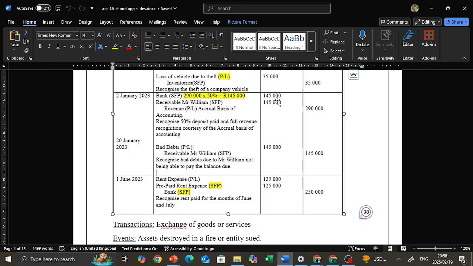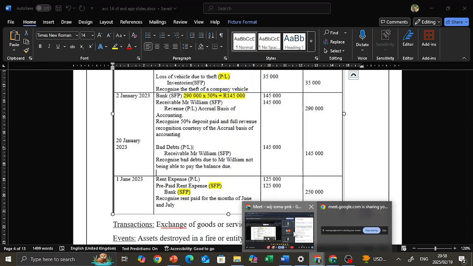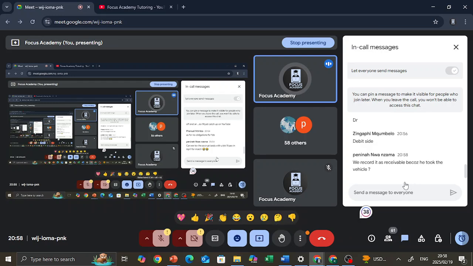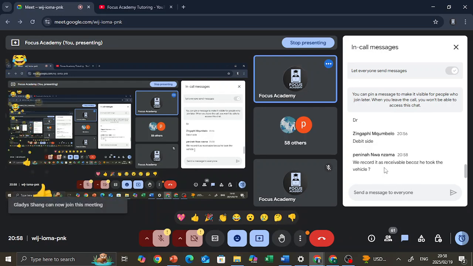The other 145,000 now becomes a receivable. Right? And someone is explaining why we're recording it as a receivable. I see you. We record it as a receivable because he took the vehicle. Yes, indeed. That is correct. That is one of the points. Because he took the vehicle and there's an outstanding amount that he has not paid us. Very correct.